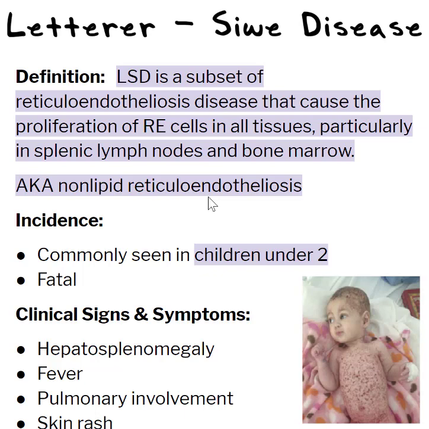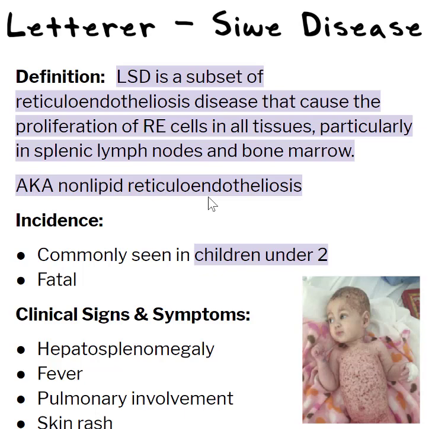So Letterer-Siwe disease is a subset of reticuloendotheliosis diseases, and what happens is it causes the reticuloendothelial system, the cells that make it up, to just explode. There's tons of them in the body. And what we see then is that cells start to collect within the tissues.